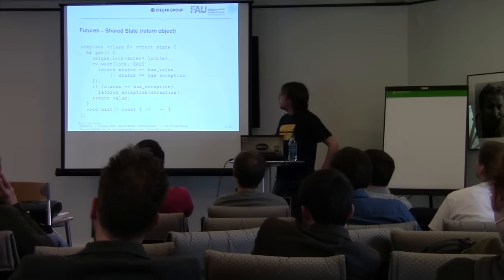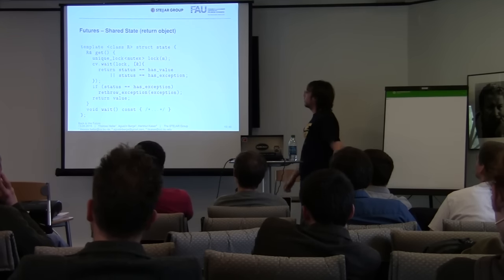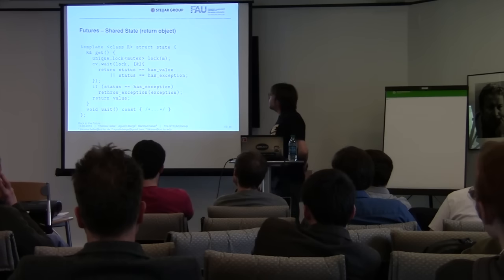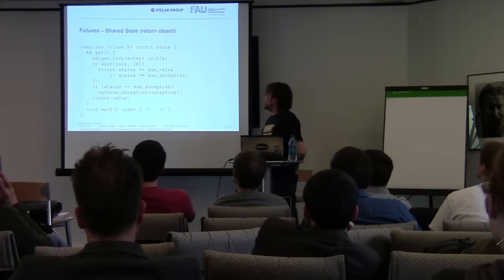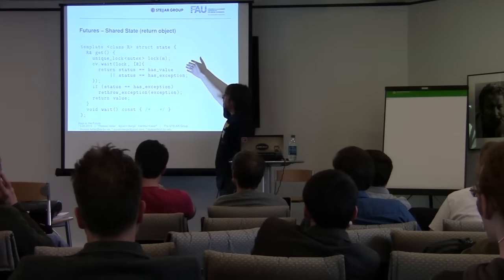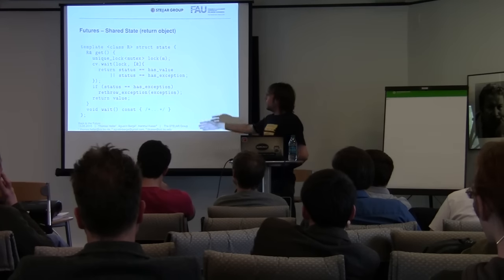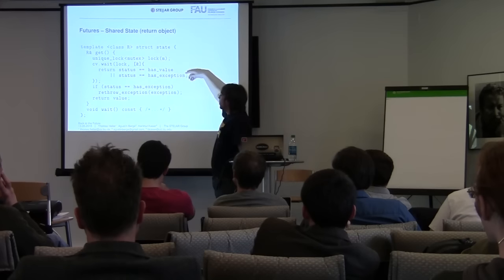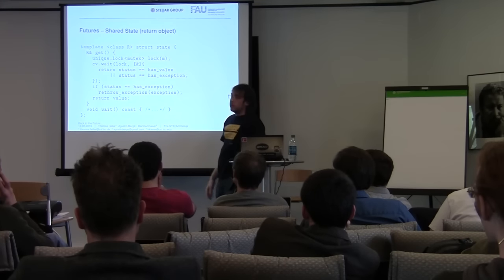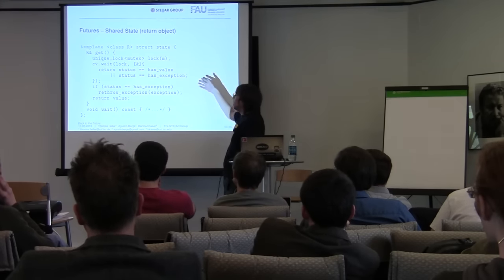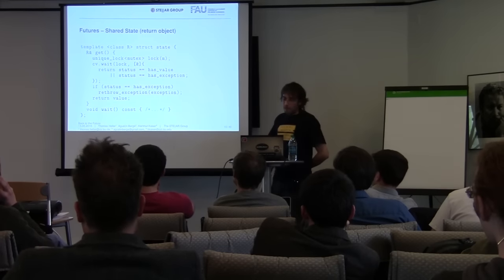Now for the future part, the return object. How do we get the result out of the shared state? Well, we start again by grabbing a lock on the mutex, and then we simply ask to wait until this condition is satisfied, the condition that the shared state is ready. It either has a value or an exception.